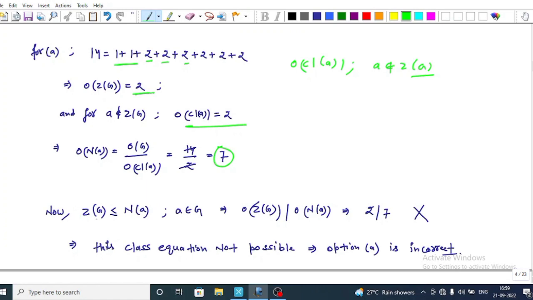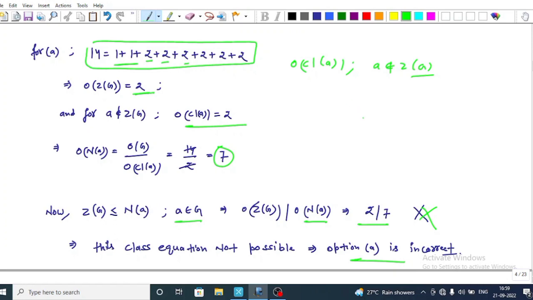Now result 4: Z(G) is a subgroup of N(a) for every a belongs to G. This implies that order of Z(G) divides order of N(a), that is 2 divides 7, but this is not possible. This implies that this classification of a 14 order group is not possible, that is option A is incorrect.